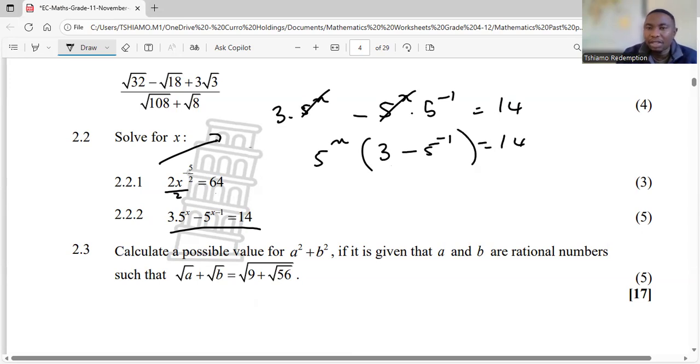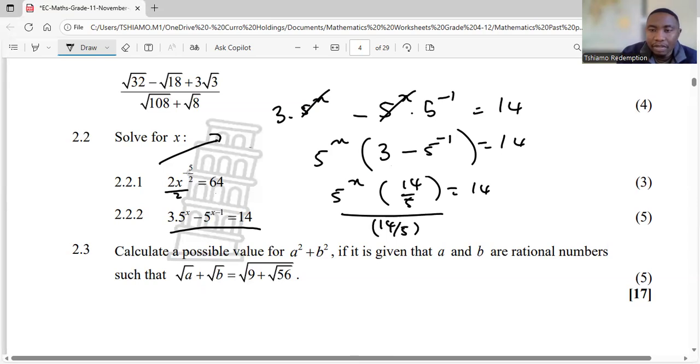Can you see? The calculator does it for you. You can just press that on the calculator. It will give you the answer. And then you multiply by this on both sides. So I get 14 over 5. Divide both sides by 14 over 5, which is going to multiply as 5 over 14. They cancel, and then 5 to the power x is 5 to the power 1, therefore x is 1. Okay, that's a nice, beautiful question.